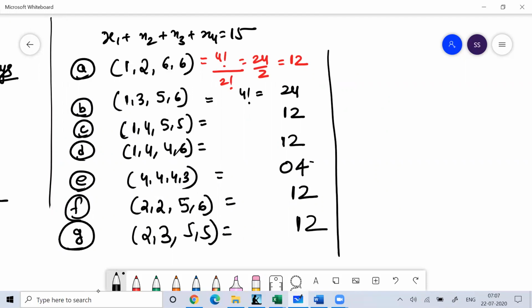This I can do. 2 3 5 5. Then with 2 3, 10, 10 means 4 6. 2 3 4 comma 6. This would be 24 ways. Okay, 2 3 4 comma 6. So this is 10, 15. So 2 3 4 comma 6. So 15 ways this is possible.